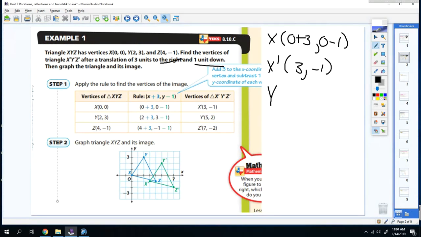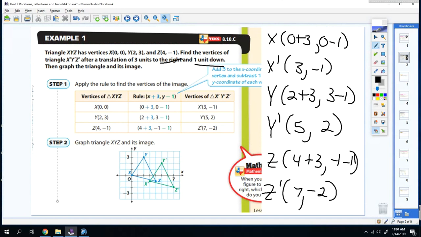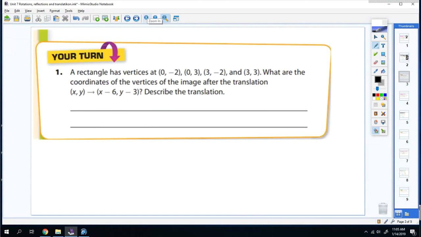So then Y would be 2 plus 3, and then 3 minus 1. So the new Y would be 5, 2. And then Z was 4 plus 3, negative 1 minus 1. So the new Z will be 7, negative 2. And that is algebraic representation for translations. So now you try one. Try pausing the video and doing the your turn.